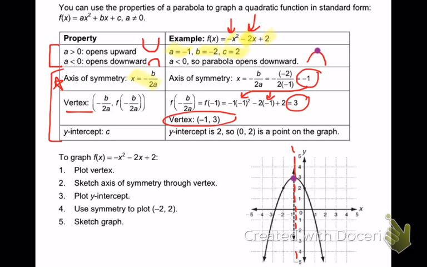After that, I'm going to graph the y-intercept. The y-intercept is always, always, always my constant. That is true for any equation. The y-intercept is always going to be my constant. So y-intercept is 2. So 0, 2 is the point on the graph.